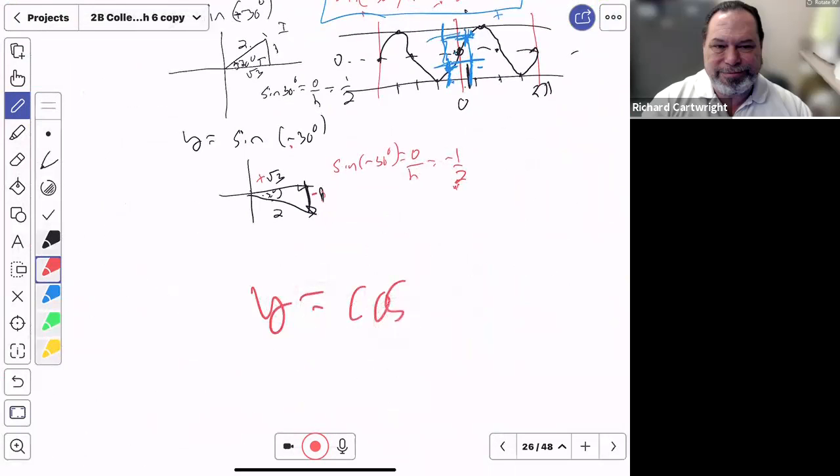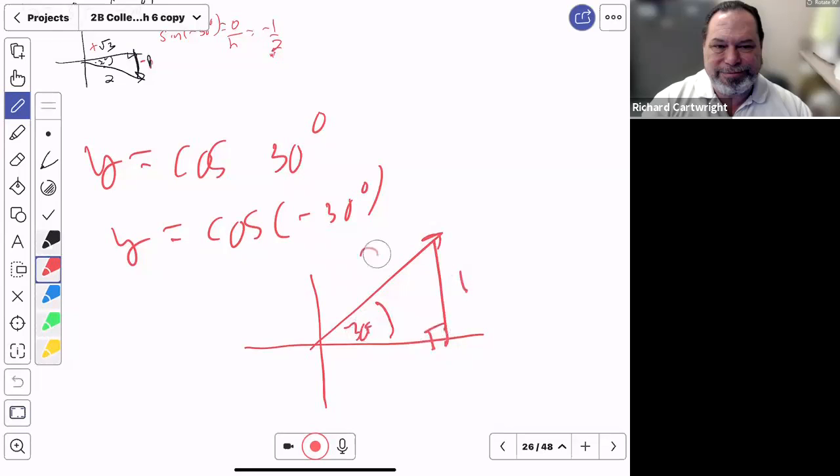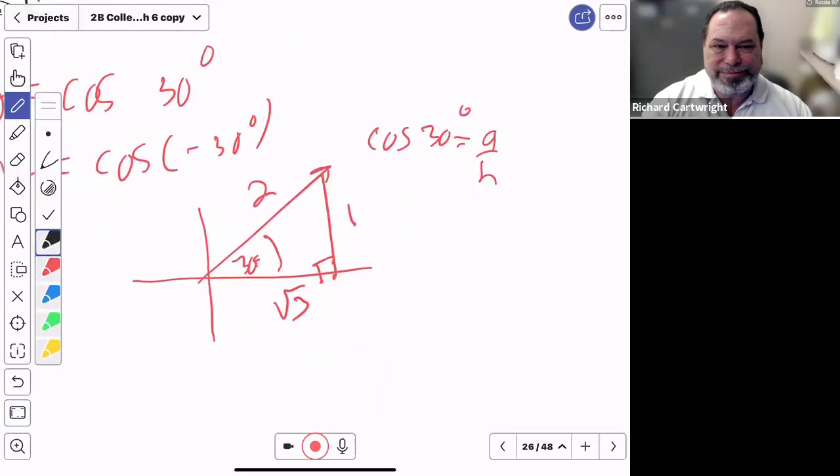y equals cosine of 30 degrees versus y equals cosine of negative 30 degrees. What does a negative do on cosine? Unit circle. Cosine is positive 30. That goes up this way, 30 degrees. Drop a leg, right angle. That's still a 1, still a 2, still a square root of 3. Cosine of 30 degrees is adjacent over hypotenuse. Adjacent is that leg. There's the hypotenuse. Square root of 3 over 2.